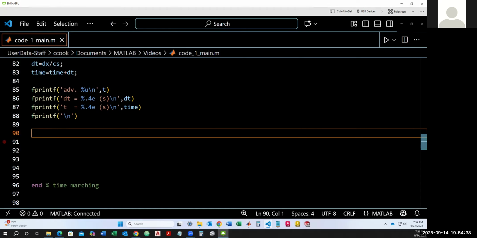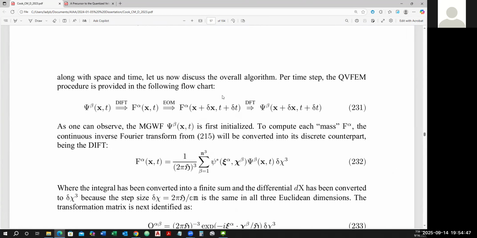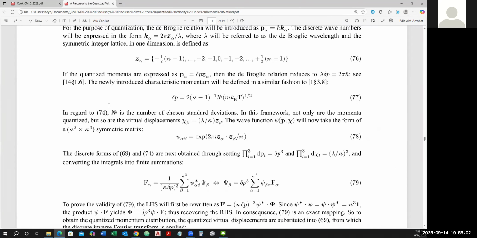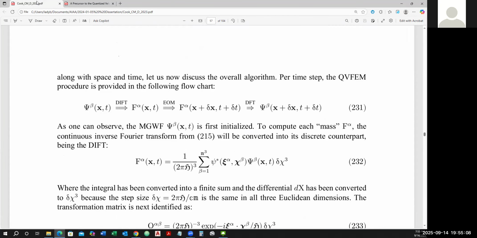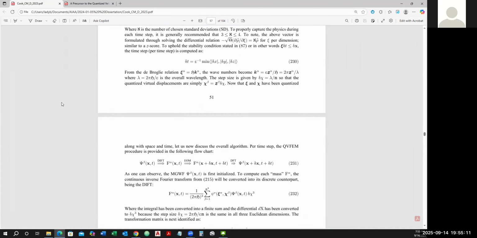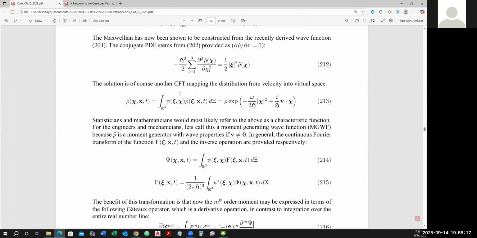What we'll do next is, you could look at this, right? So we're gonna basically follow 231. We have to put in our moment generating wave functions. Actually, I should use my dissertation for this. We're going to put in the quantized form of equation 213, which is the moment generating wave function.